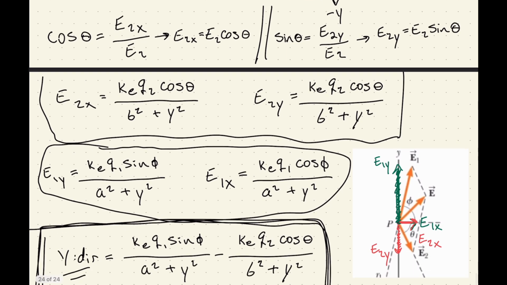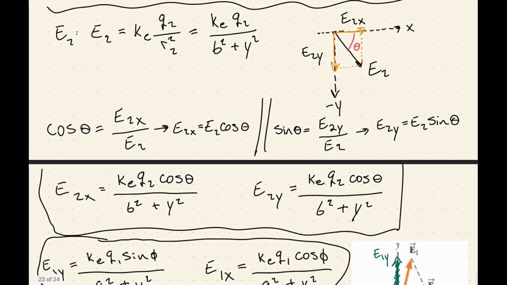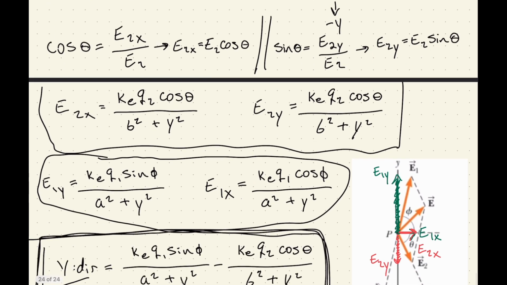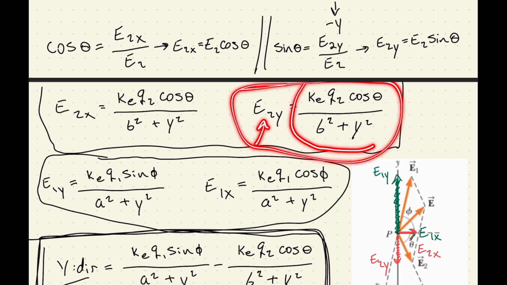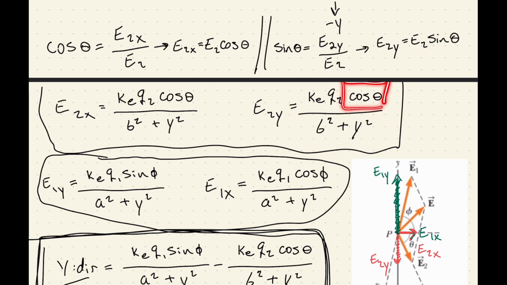E2y. Bro, this is crazy. Look at this, I have an E2y over here. E2y is equal to E2 times sine of theta. And then what I did here was, I have everything except I changed this sine to a cosine.